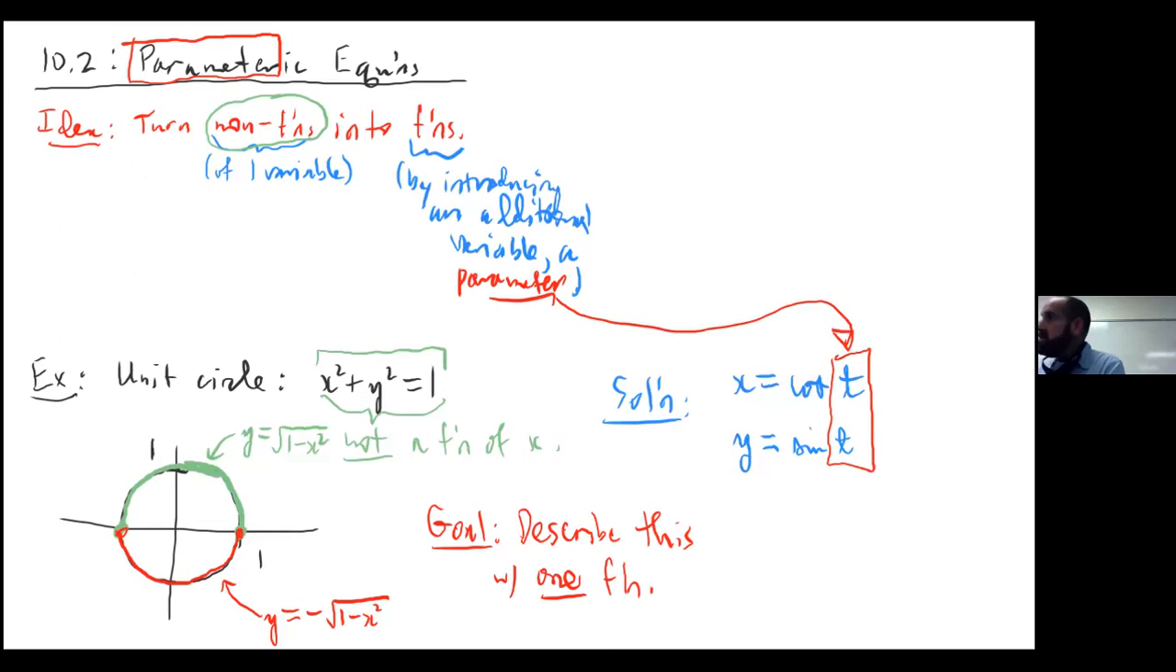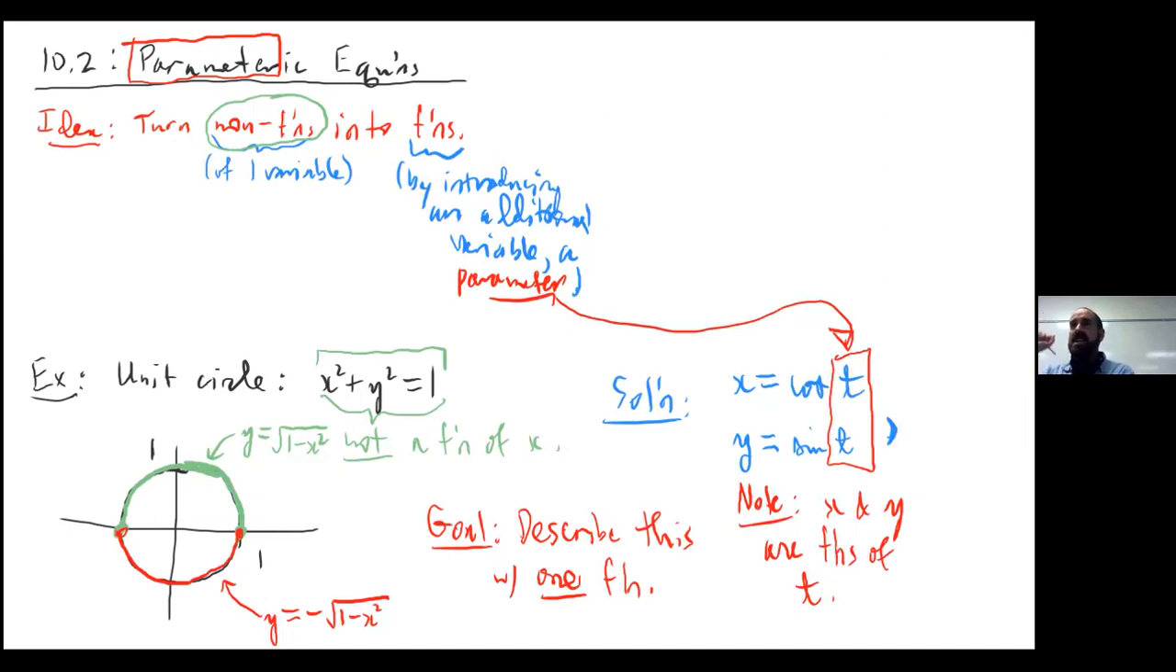And this t thing right here is called our parameter. So we've introduced a new variable that actually does make us a function, but it's a function of what? It's not a function of x or a function of y. Let's make a little note right here: x and y are functions of t, this new parameter. And what we have to do when we do this is we always have to talk about what the range of the parameter is, okay?